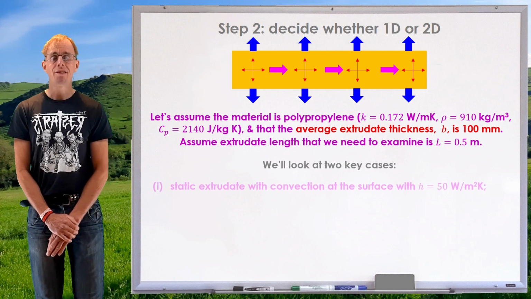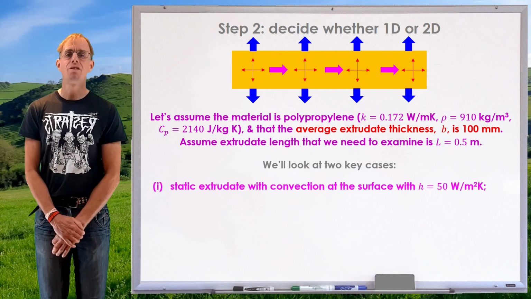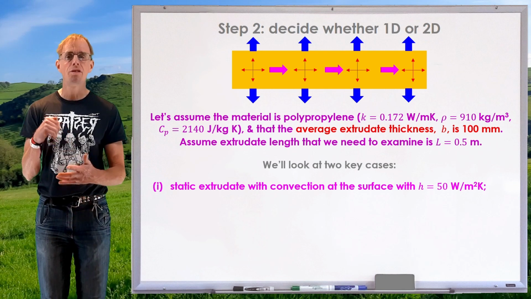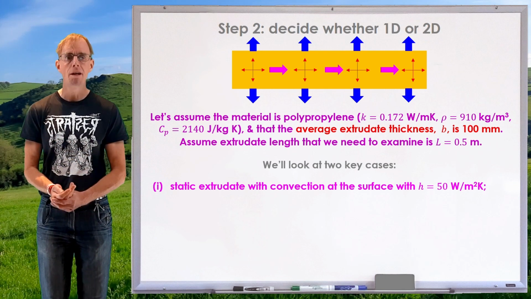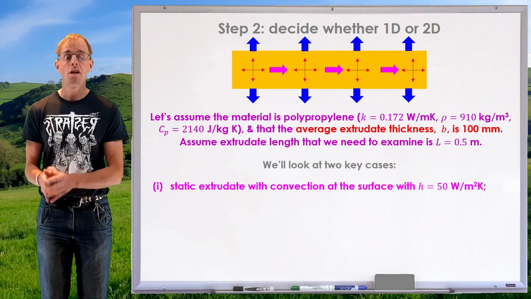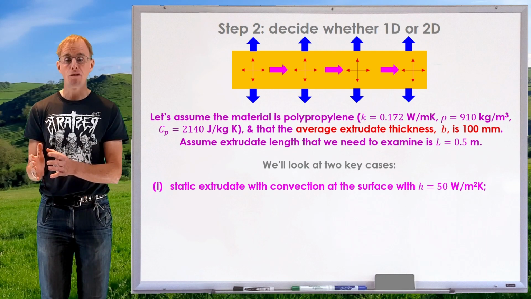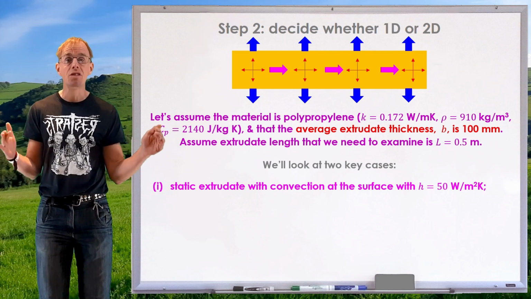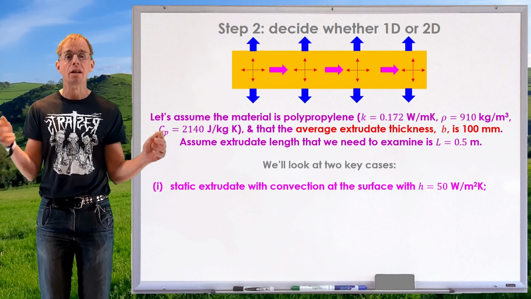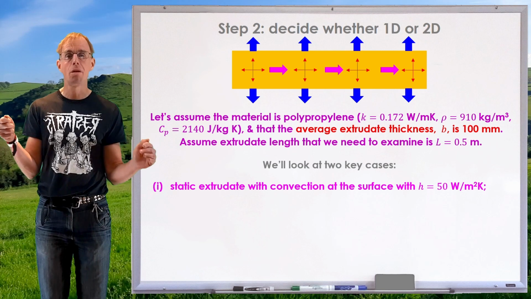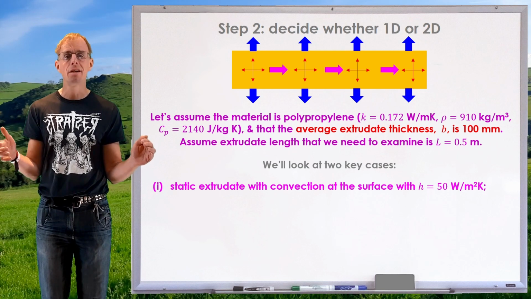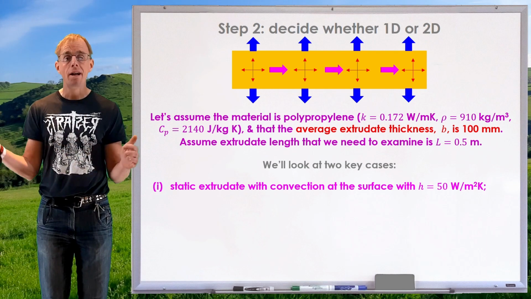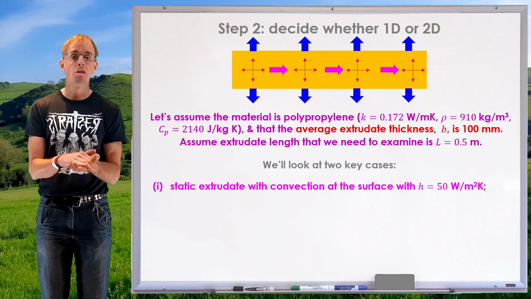The first case is going to be very analogous to last time. We're going to have a static extrudate with convection at the surface. So this, if you like, is when the extrusion line has been shut down. There is still product coming out of the die, but it's not moving, and that product is still cooling by natural convection. And we're going to look at the steady state temperature profile because the die is still hot, and so there is still the opportunity for heat to be conducted along the length of the extrudate.